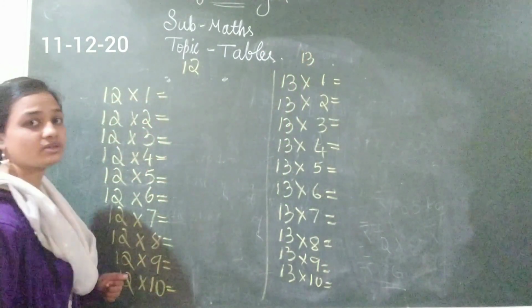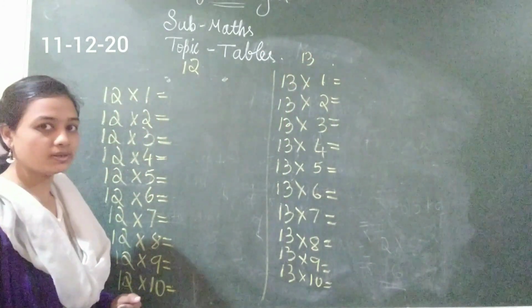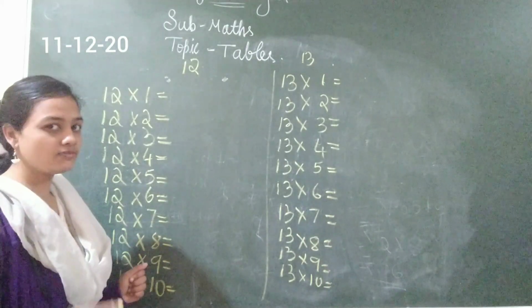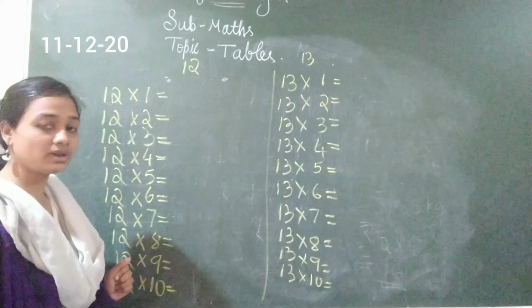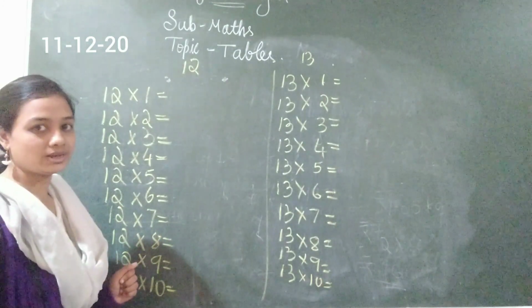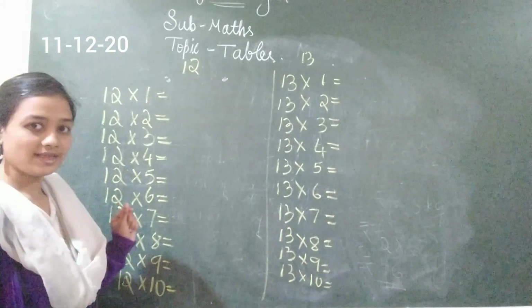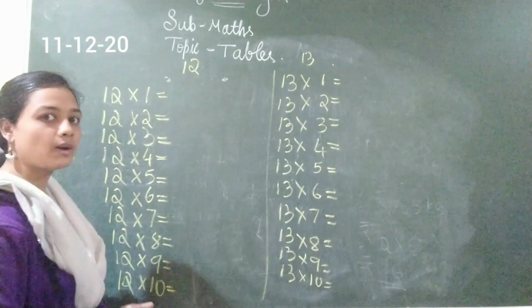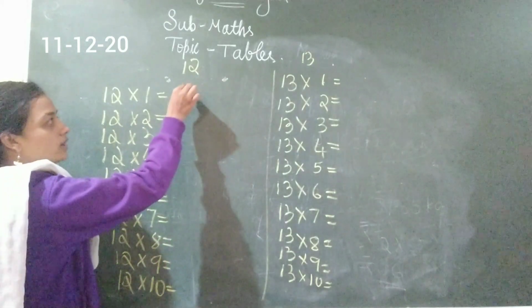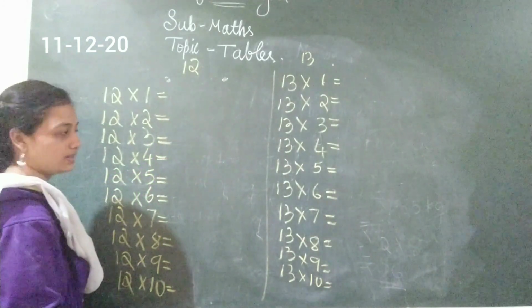For this, children, you have to remember the basic tables, that is from 2 to 10. If you remember the basic tables from 2 to 10, you can easily write tables from 12 to 20. So let's see how we do that. Now you have the 12 table here. Now I will show you how you get the answers for the 12 table.